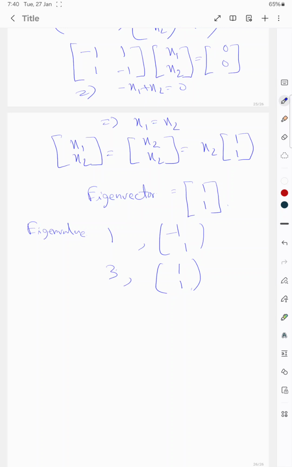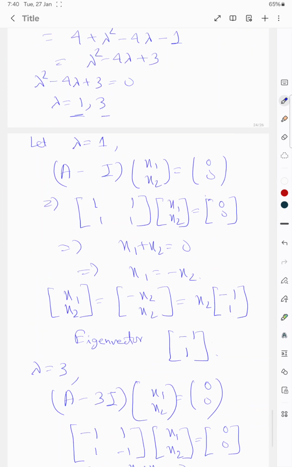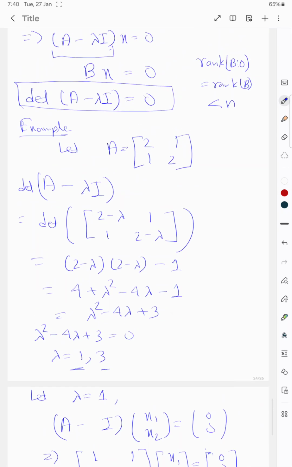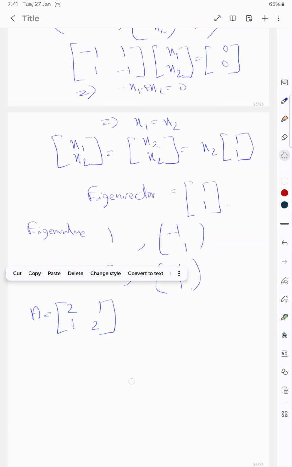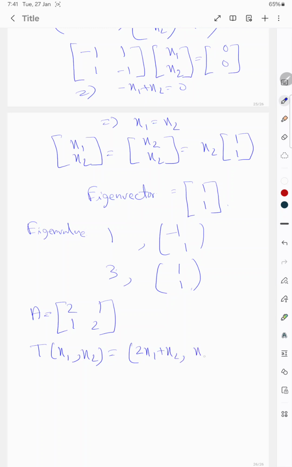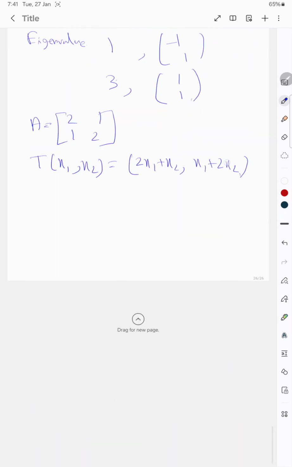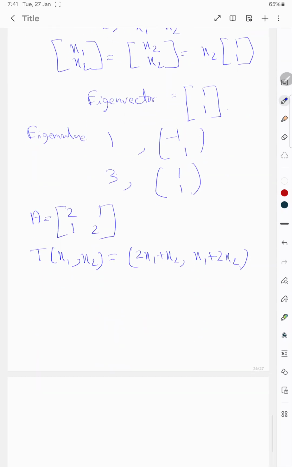Now what is the relation with the corresponding linear transformation? If you consider the map from earlier, what is the corresponding map? This is the map, right? So you have T of x1 comma x2 equal to 2x1 plus x2 comma x1 plus 2x2, right? So if you choose one point, suppose this is your domain set and this is your range set.